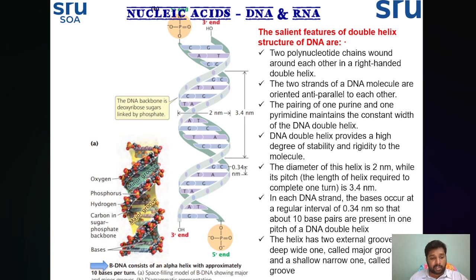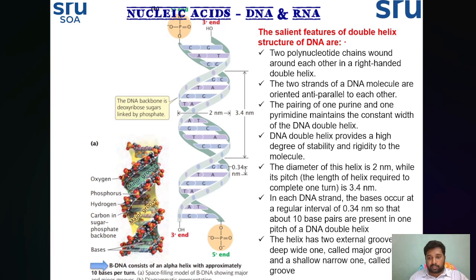Here the diameter of this helix is 20 angstroms while its pitch is 34 angstroms. In each DNA strand, the bases occur at a regular interval of 3.4 angstroms, so that about 10 base pairs are arranged in one pitch of a DNA double helix. The bases are connected by hydrogen bonds. Although the hydrogen bonds are weak, the fact that so many of them occur along the length of the DNA double helix provides a high degree of stability and rigidity to the molecule.